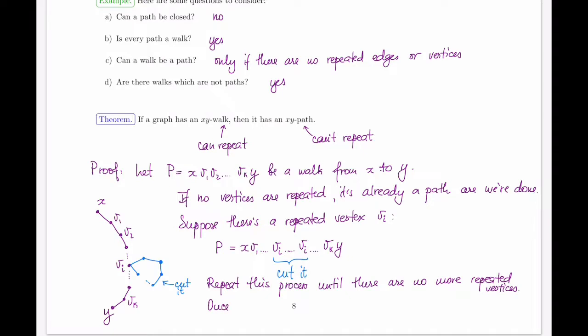So once there are no more repeated vertices, what we have is an XY path by definition. Okay, which means we are in fact done. So QED, or some people really enjoy putting in a little black square to show the end of the proof.